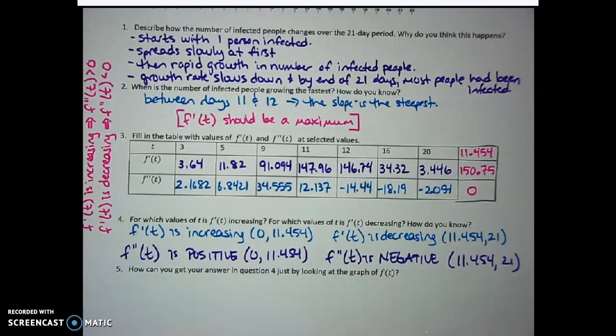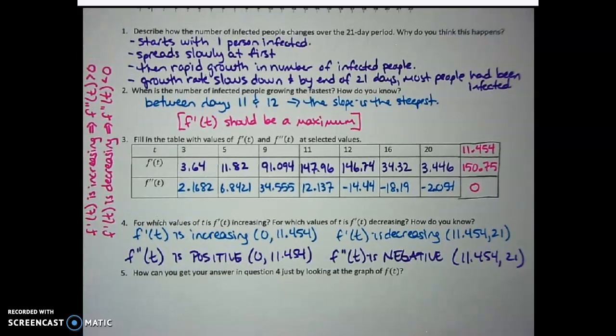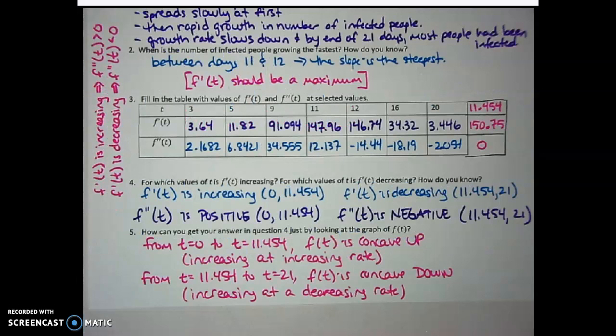How could we get this answer in question 4 simply by looking at the graph of f of t? Well, from the time of 0 to approximately 11.454, the graph is concave up. In other words, it's increasing at an increasing rate. And from 11.454, the peak of the first derivative, to 21, f of t is concave down, so it's still increasing, but it's increasing at a decreasing rate.